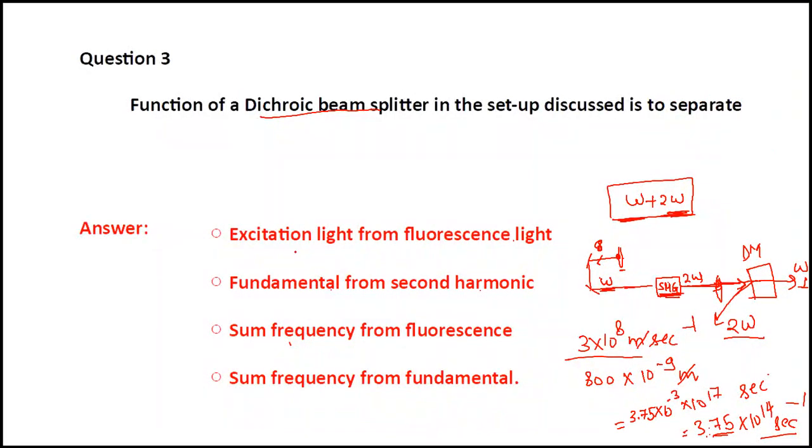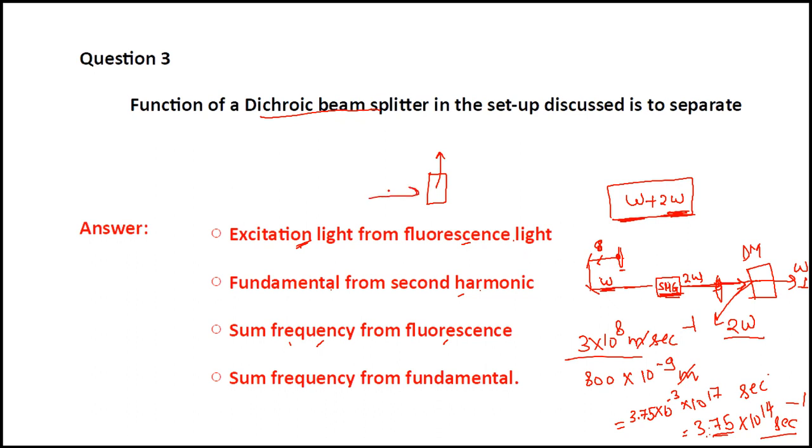So basically now you can answer this question: what does the dichroic beam splitter do? It is used to separate which of the two: the excitation wavelength from fluorescence light, the fundamental from the second harmonic, or the sum frequency from the fluorescence. Now here there is a bit confusing thing, that is what is this excitation light. What I think is, the excitation light they are talking about is the light which is used to excite the sample.